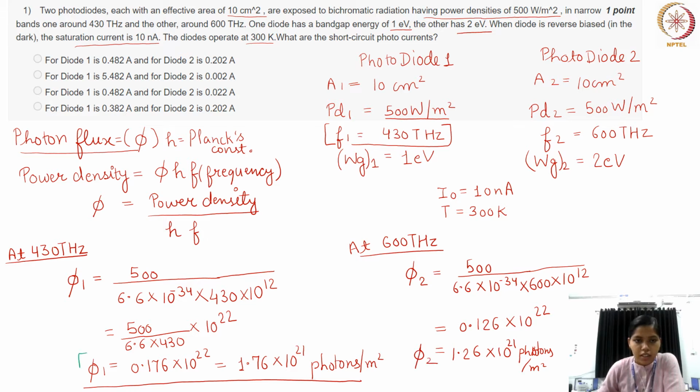So this is the photon flux for the first photodiode, and this is the photon flux for the second photodiode. Is this clear to everyone? You can write yes in the chat box.